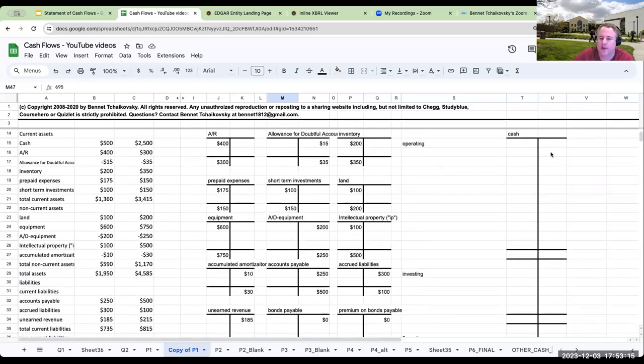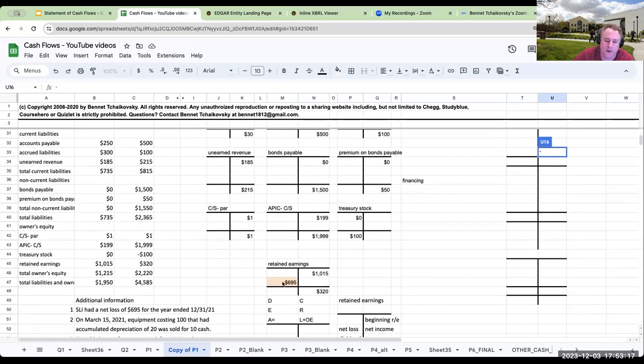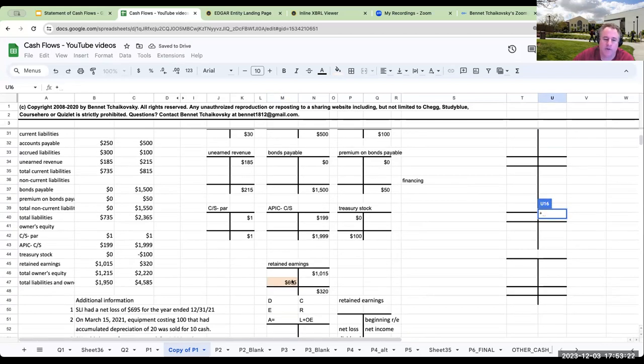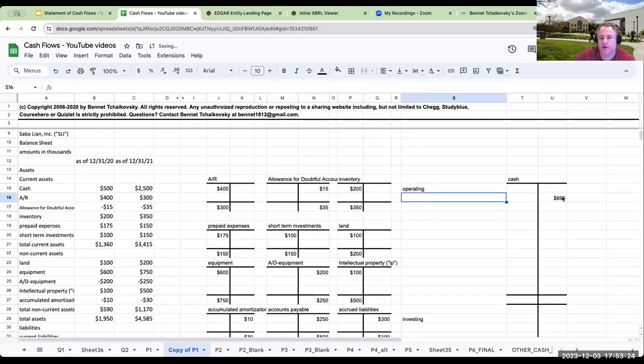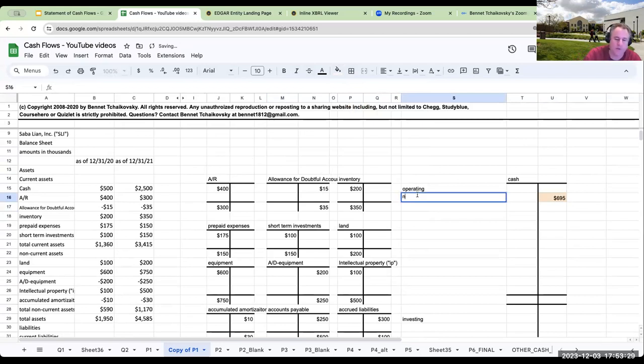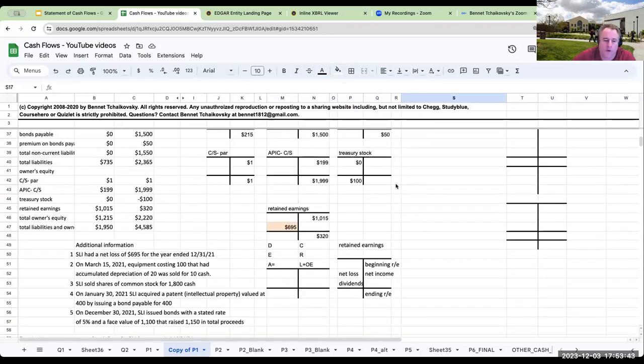I'm going to do the opposite to cash. So in the operating section, right over here, I'm going to show this as a credit to cash for $695. I'm going to call it what it is. This over here is a net loss. Okay. I lost money. It's going to show as a negative on the statement of cash flows, right? I did some examples of that earlier when I was showing you Twitter or X prior to Musk acquisition, right? So right over here, that's where we're going to do this with a net loss.